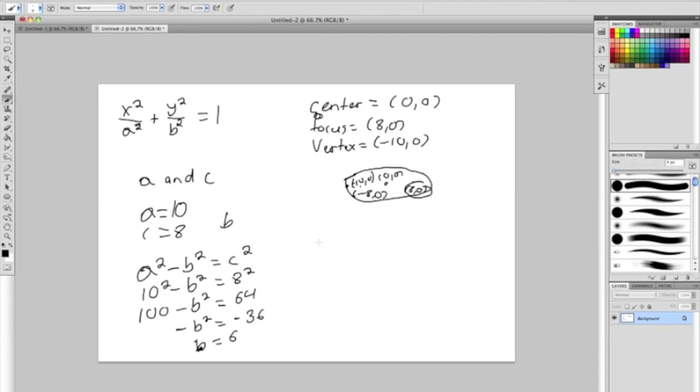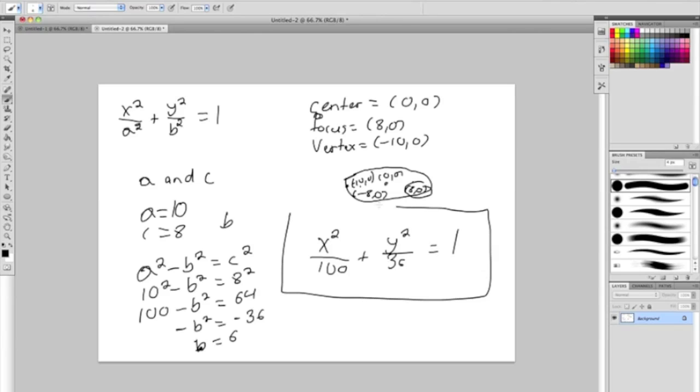So now you're going to put it in. You're going to have the x squared on the top, and since the center is 0, 0, you don't have to add or subtract h or k for this one. So it's easy. It's going to be x squared over a squared. a is 10, 10 squared is 100, plus y squared over b squared. b is 6, b squared is 36, and that equals 1. That's how you find the equation.